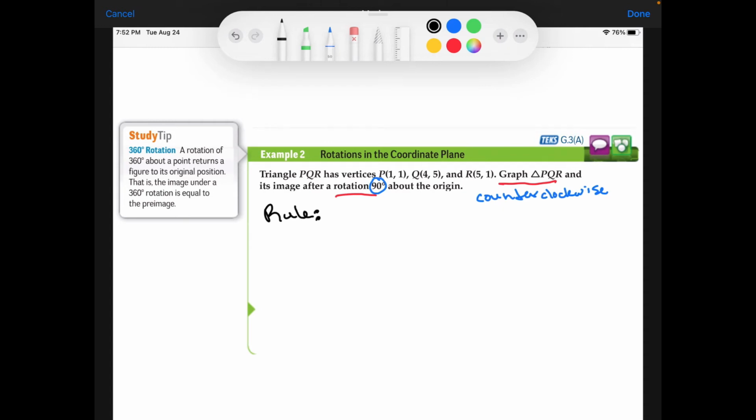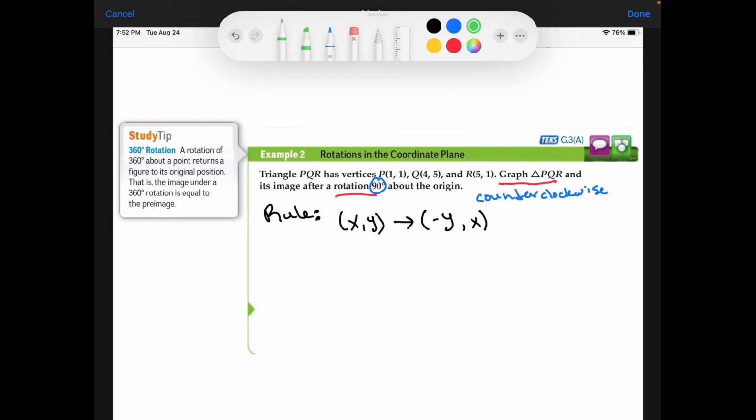So what was our rule for 90 degree rotation? Basically, you take the original points, and this arrow is what we use to refer to the transformation or mapping. So we're going to take each point, map it, and after the transformation, we're going to flip our coordinates, and we're going to change the sign for y.